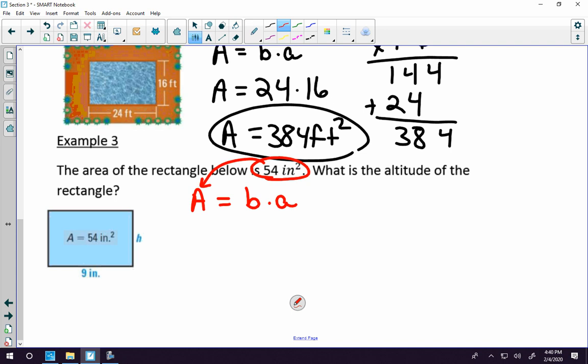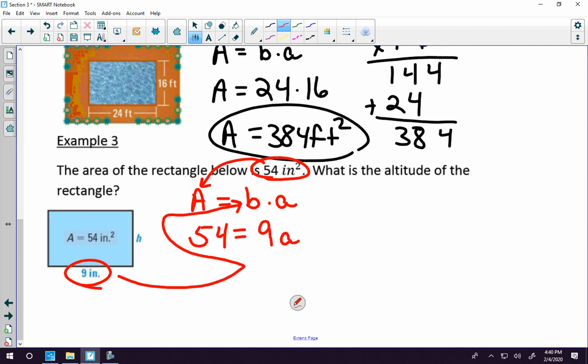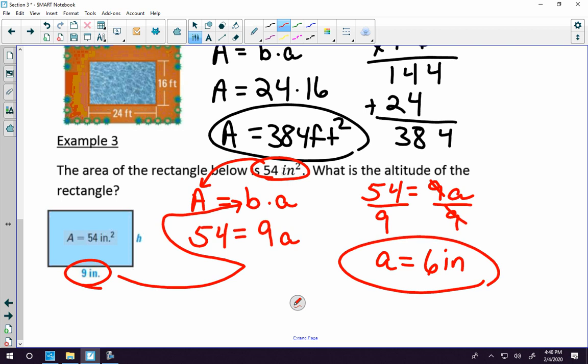We're given the area, so we're going to properly substitute 54 in for the area. We know the base length is 9, so we're going to substitute 9 in for the base length, which now tells us we're looking for the altitude, and so we need to solve for A. So I'll write the equation over here. Okay, so the inverse of multiplying by 9 is dividing both sides by 9. Then we're going to get altitude equals 6 inches. So the altitude, which is perpendicular to the base, is 6 inches.